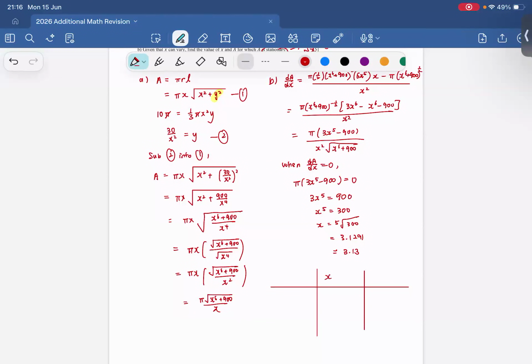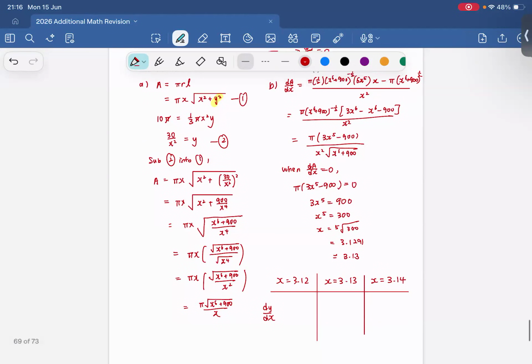So this is your x equals 3.13. So we sub a bit bigger, so maybe sub in 3.14. Then this one sub x equals 3.12. Okay, then we find the dy/dx value. Normally the dy/dx value is very, very small, because it is near the turning point, so it's not big.